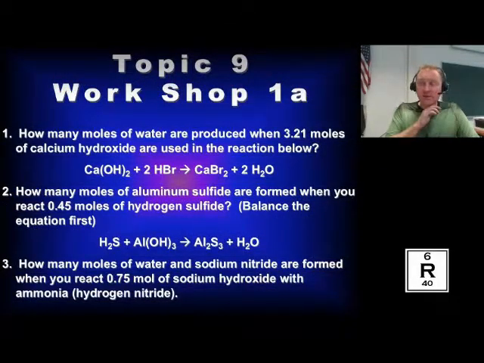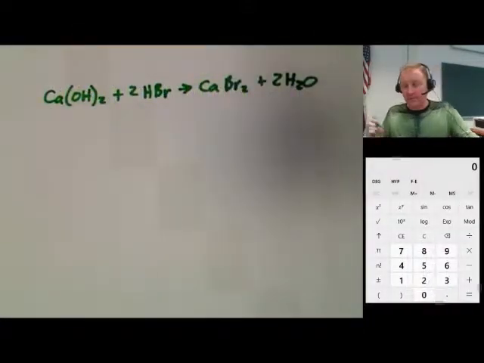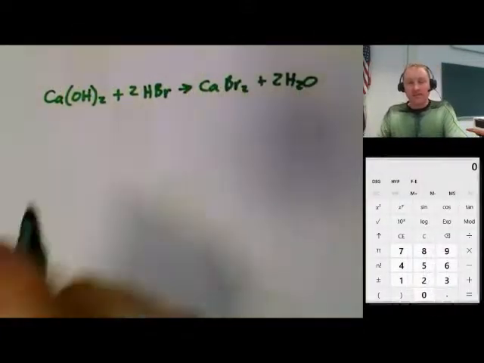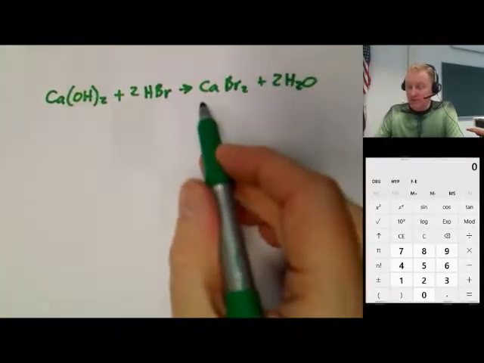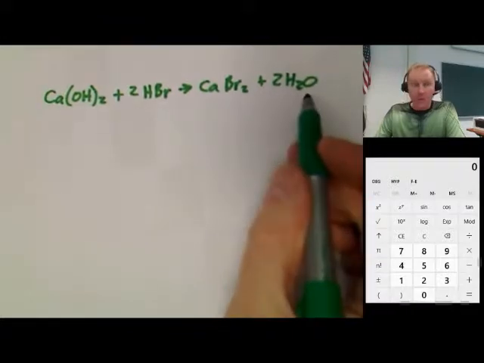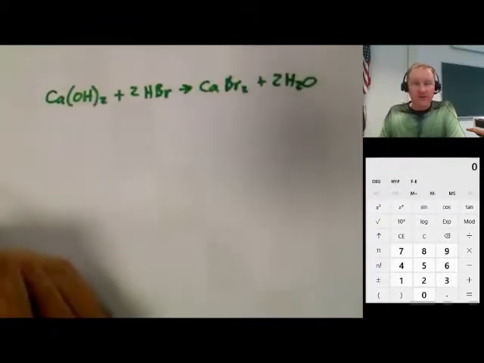If you need more time, or more explanation on how to do these steps, go back into prior videos where I actually do the lesson, but I'm just going to go over how to do the solutions right now. So in the first question, we have calcium hydroxide plus 2 hydrogen bromides producing calcium bromide and water. That was our equation for the first problem.